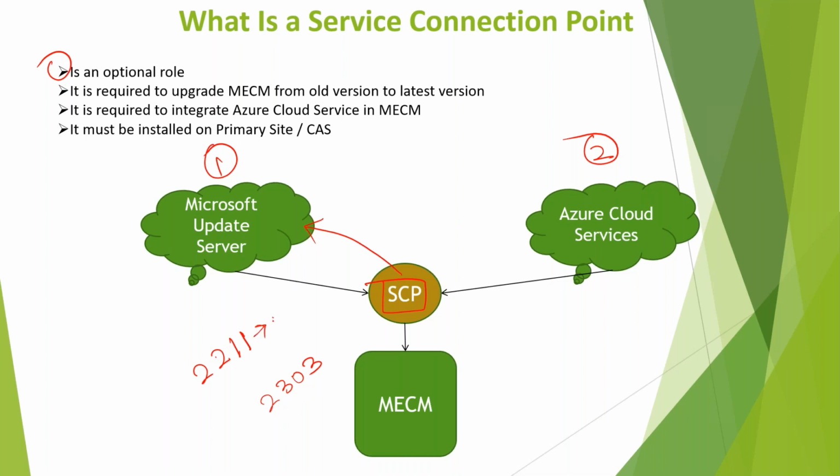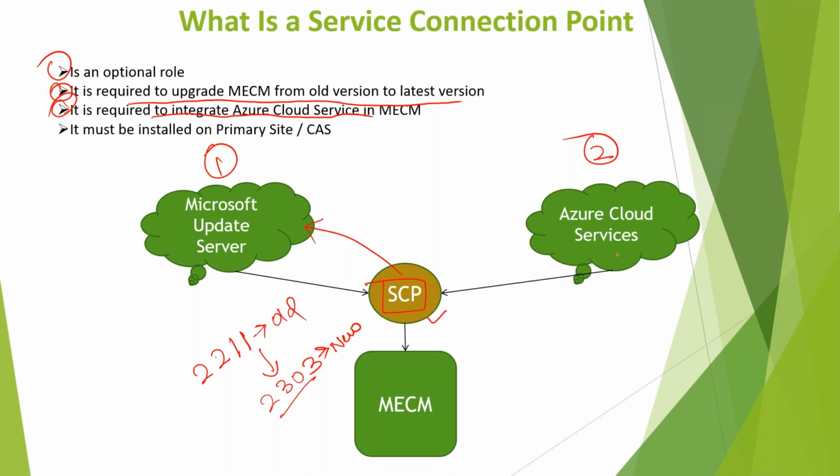So this one is the old one, and for example this is the new one. In order to upgrade from the old one to the new one, we need this role, service connection point, to upgrade SCCM from the old version to the latest one. Then it is also required to integrate Azure cloud services in MECM.